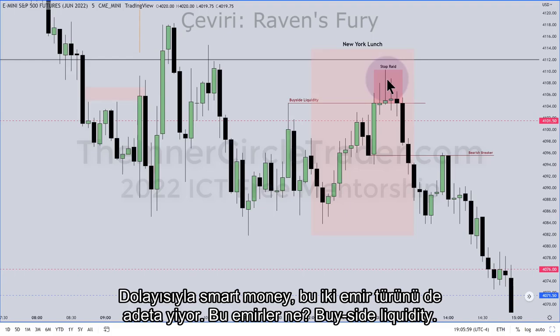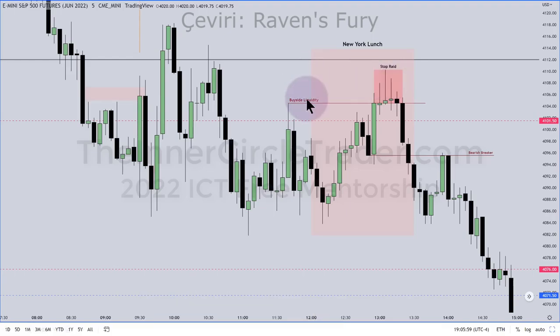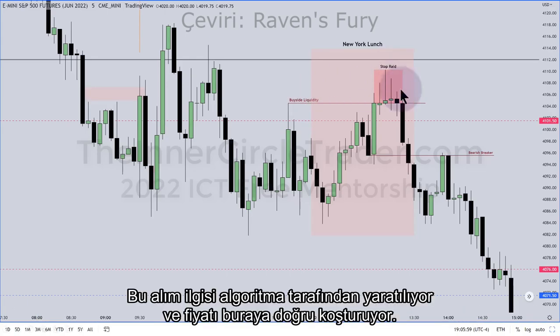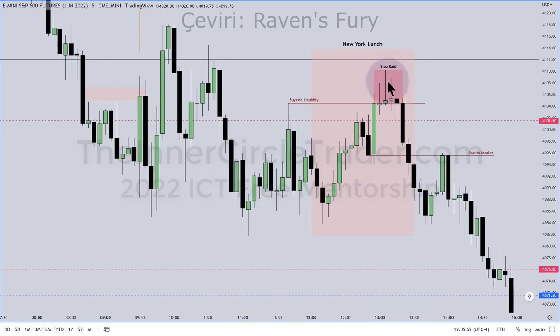What orders are they? Buy side liquidity. So the counterparty to their short has to have buying interest. That buying interest is being engineered by the algorithm when it runs up here.